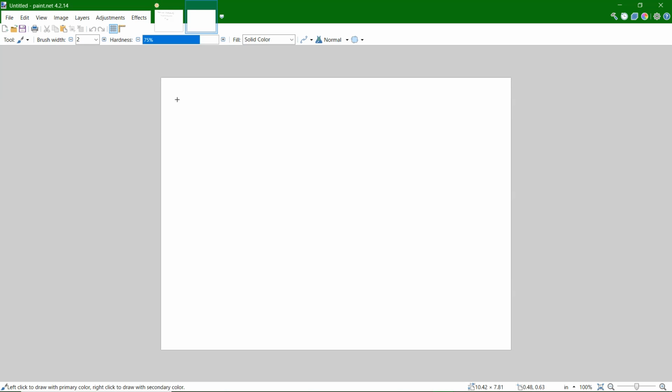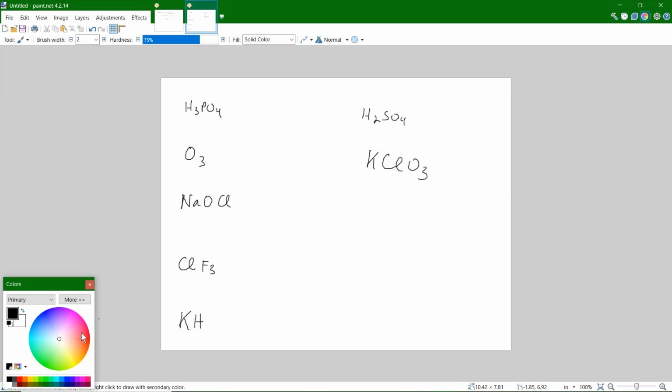Okay, so H3PO4, let's write them all out here. H3PO4, then O3, NaOCl, ClF3, KH, and I might as well do the two practice ones, H2SO4 and KClO3. Okay, shall I show off and use a different color? Why not? Is this my color wheel? Okay, oh, let's use that.